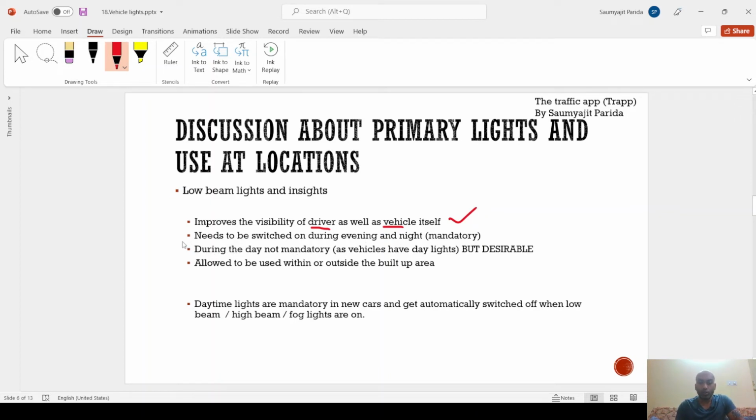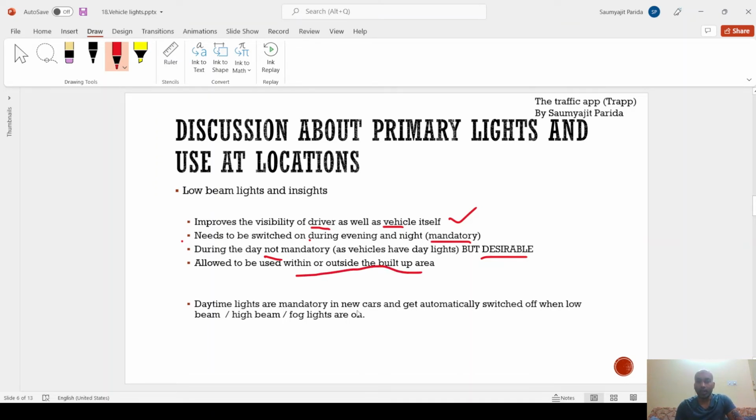The dip lights need to be switched on during the evening and night. It is mandatory. During the day it is not mandatory, but it's actually desirable. This is very important, and a question could be asked on this. It is allowed to be used within or outside the built-up area. It is allowed to use both.